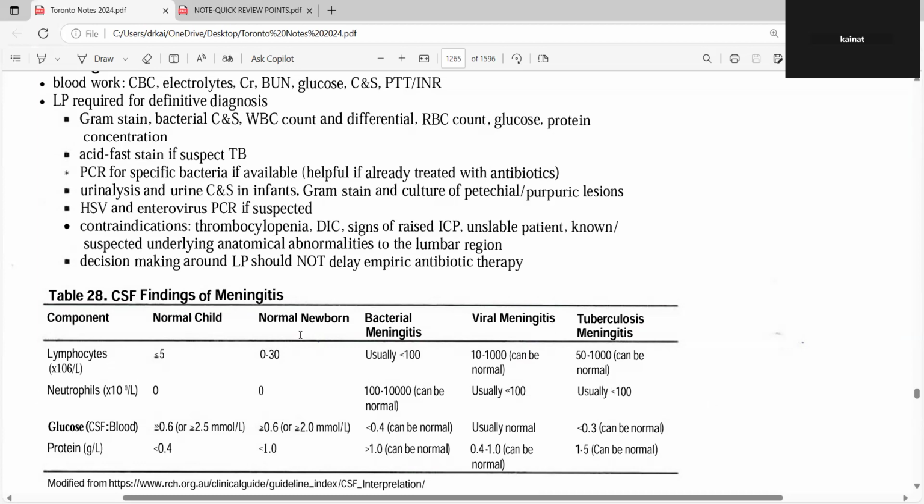Then neutrophils are normal. In newborns, it's also normal. Then in meningitis, it will be very high. In the viral, it should be less than 100. In tuberculosis, it is less than 100.